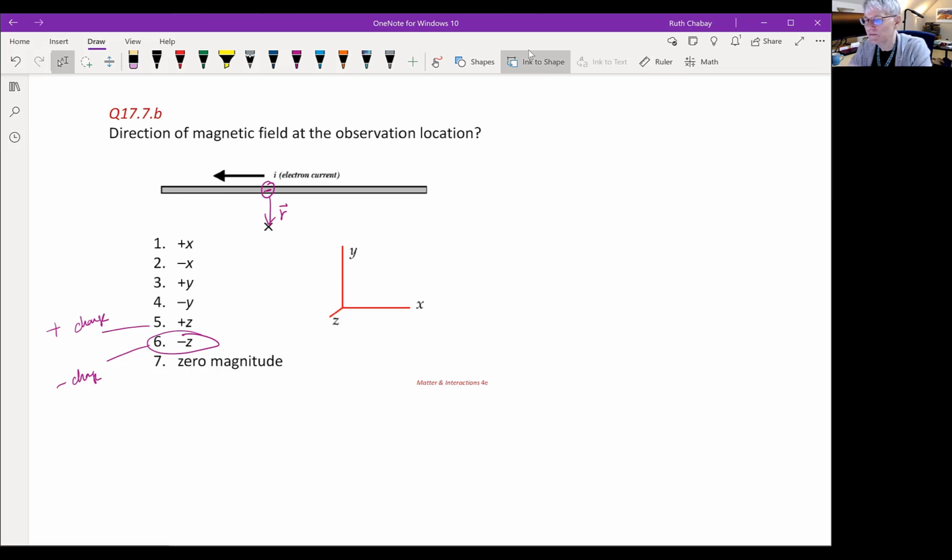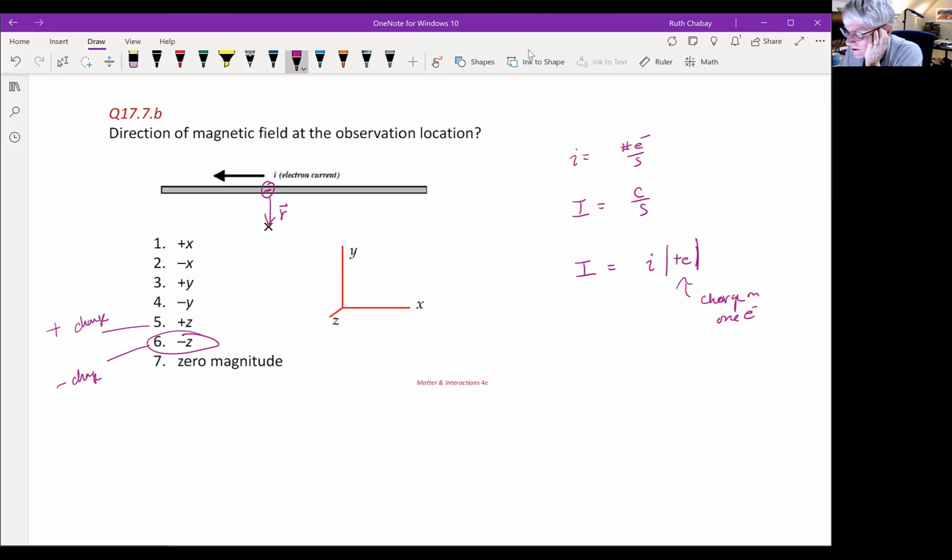Now, remember that conventional current, I, is the number of electrons per second, and conventional current is coulombs per second, so that I is going to be the number of electrons per second times a plus e, which is the charge on one electron. Except that we're taking an absolute value. So it has different units.